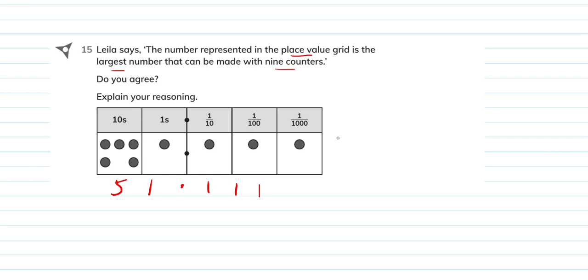No. She's having 9 counters. If you put all the 9 counters in the tens place, that will become 90. There are possibilities. She can put all the 9 counters in the largest available place, so we can get the largest number. One possibility is that she puts 8 counters here and 1 here. Still it will be 81, and in the other places will be 0, 0. So it means we don't agree with her.